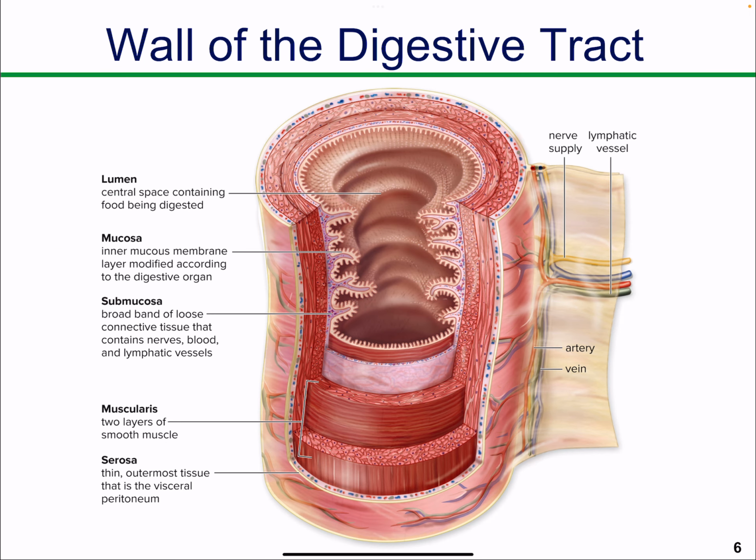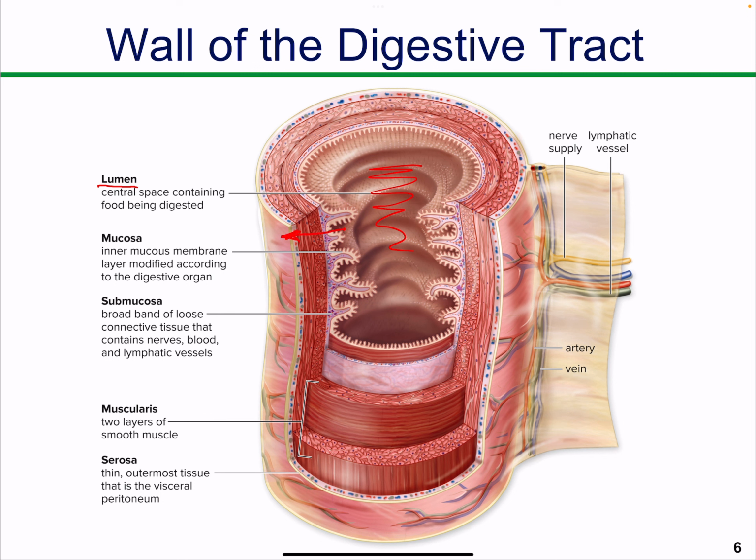Now, let's take a look at a portion of the digestive tract and see the different components that make up a portion of the digestive tract. If we consider where the actual digested food is going to be located, it's going to be located in an open space here that we call the lumen. That's where the digested food is going to be located.